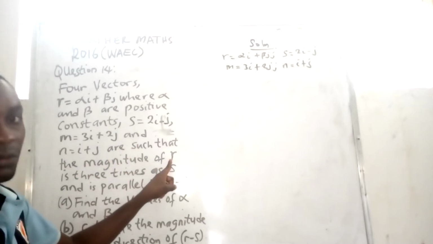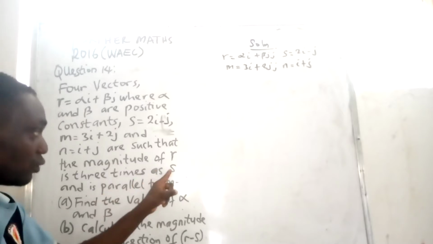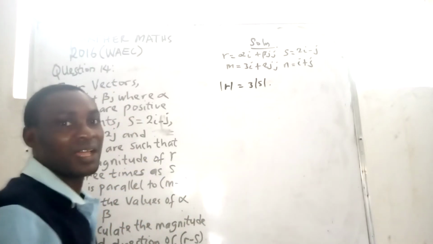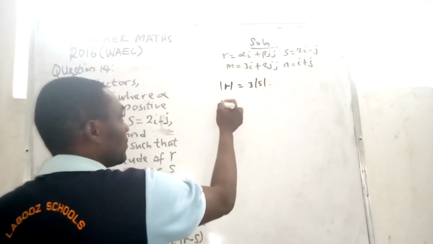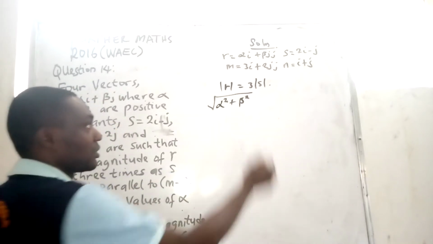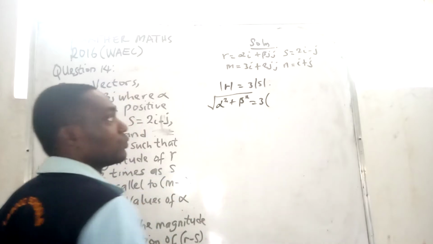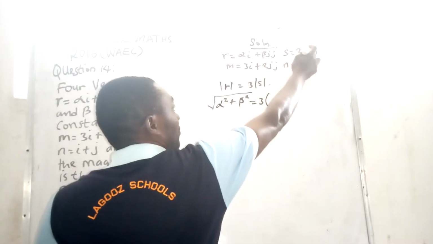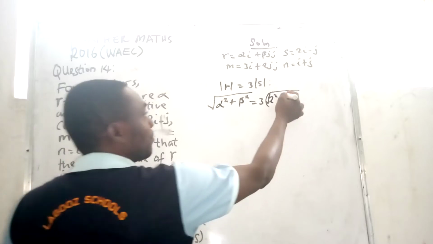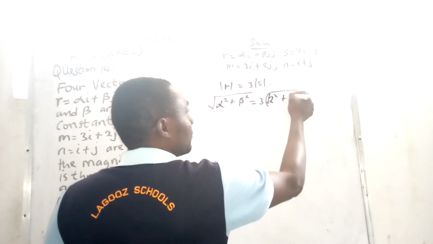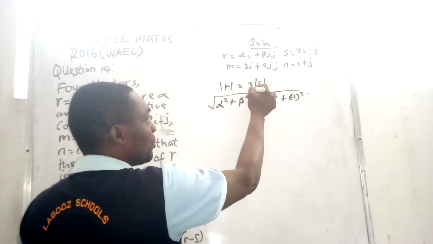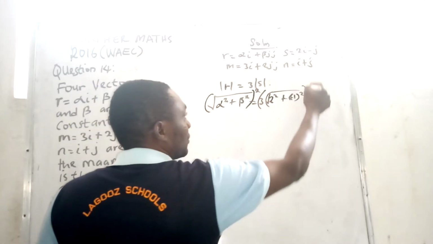We are told that the magnitude of r is 3 times the magnitude of s. That is to say, the magnitude of r equals 3 times the magnitude of s. The magnitude of r is going to be equal to the square root of alpha squared plus beta squared, equals 3 times the magnitude of s, which is the square root of the squares of the coefficients of i and j. So we have the square root of 2 squared plus minus 1 squared. When we square both sides, the square roots are going to cancel out, so I'm going to square both sides to remove the square root.